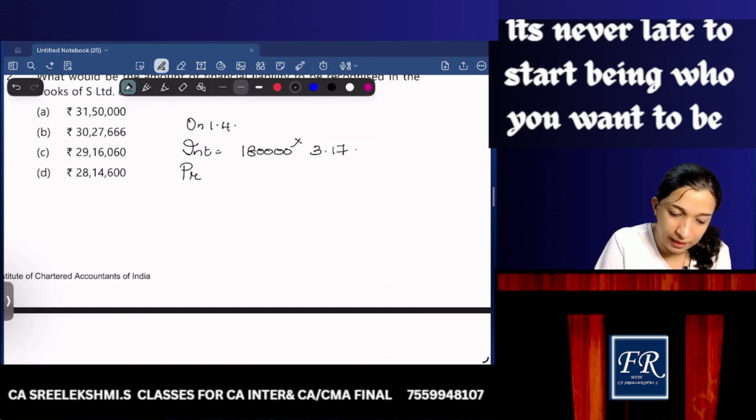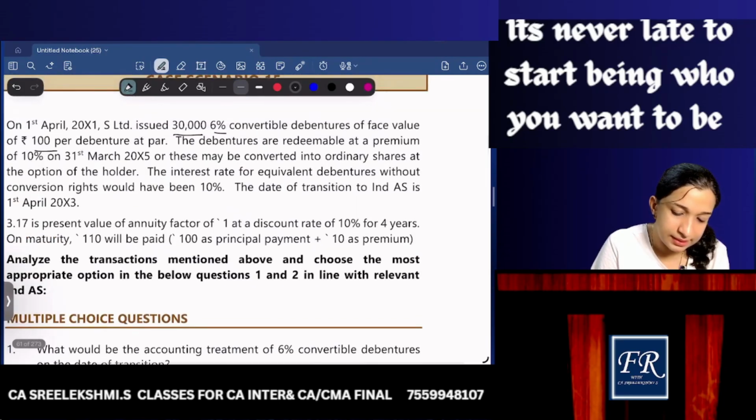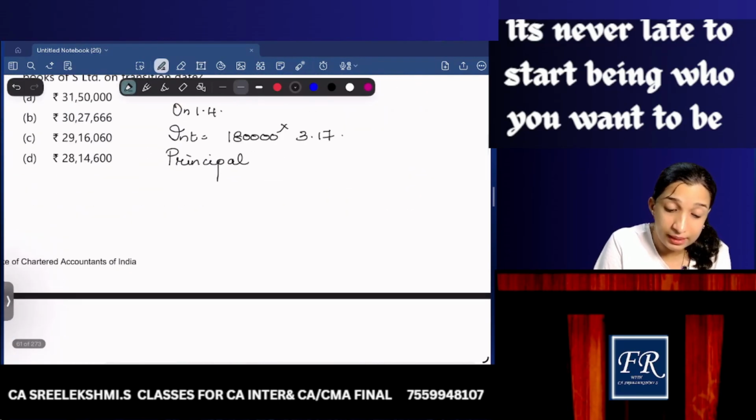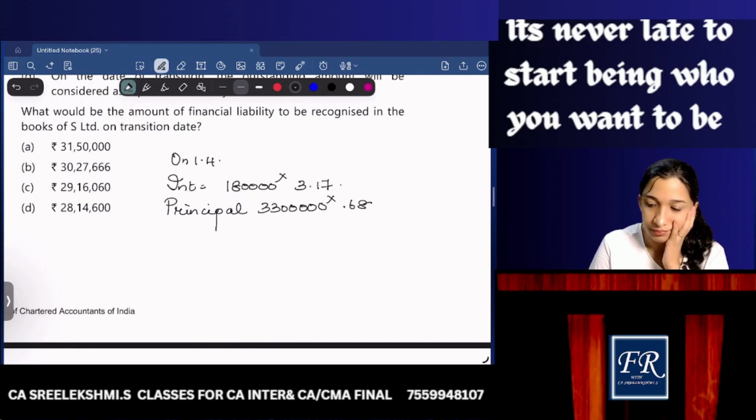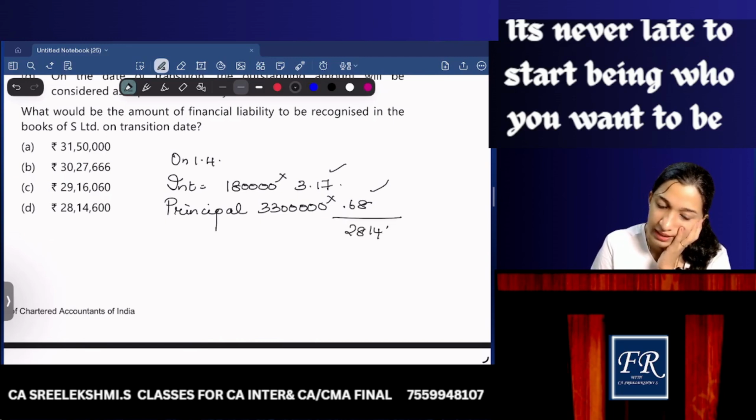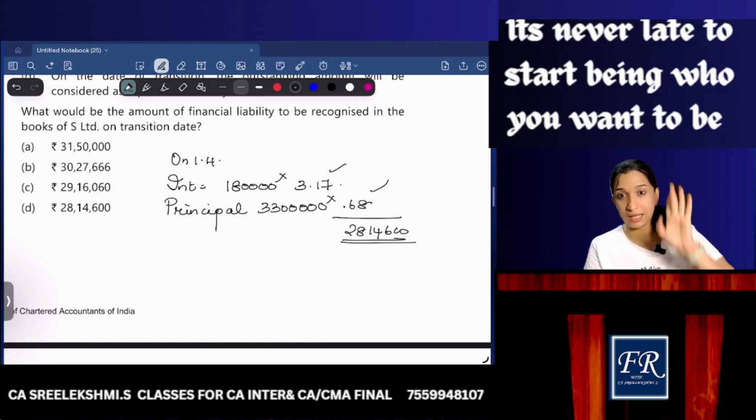And principal repayment is 30 lakhs plus 10% premium, 33 lakhs. And 33 lakhs into 0.68. Only 2 decimals they have taken. So 2 decimals. So 1,80,000 into 0.68. 22 lakh 44. So it is coming to 28 lakh 14,600 is the value of debentures at the beginning.